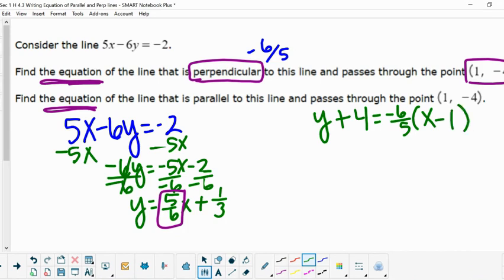And you can leave it. If it just says find an equation, you can be done right there. Unless they say put it in slope-intercept form, you can be done.